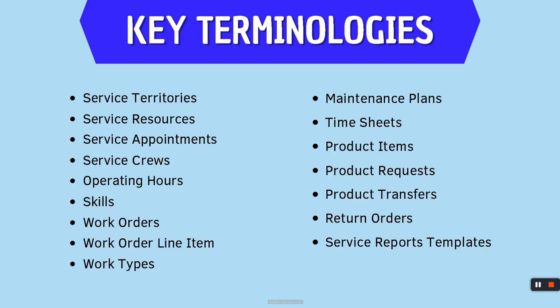All right. Some key terminologies. Again, we went through a few of them, but I'll go through them again. With the field service Lightning, the top 3 are crucial. We have the service territories, resources, and appointments. Territories are nothing but different location sites where you as an organization provide your field services.